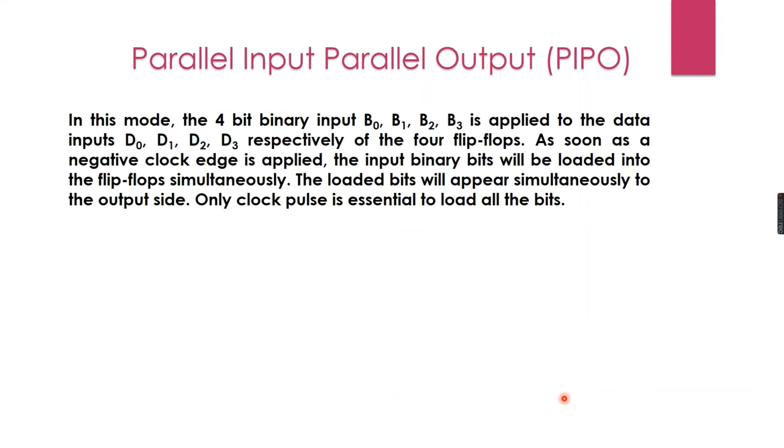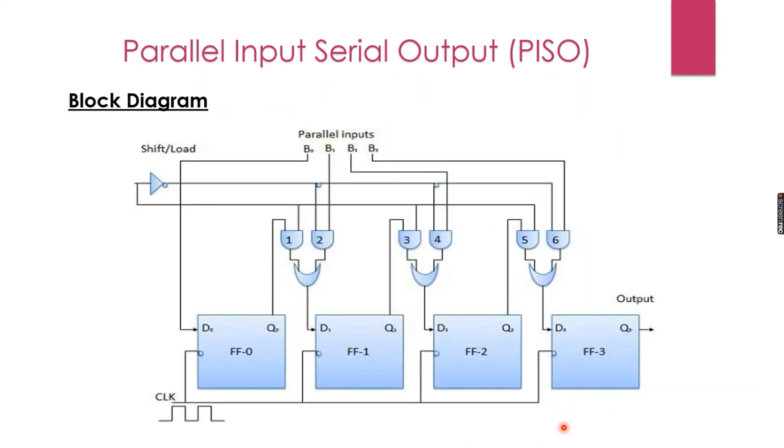So our next is parallel input, serial output, PISO. As by the name we can understand, the input we have in parallel fashion and the output in serial form. So how will we get the input in parallel fashion? We can see with the help of these combination circuits here.